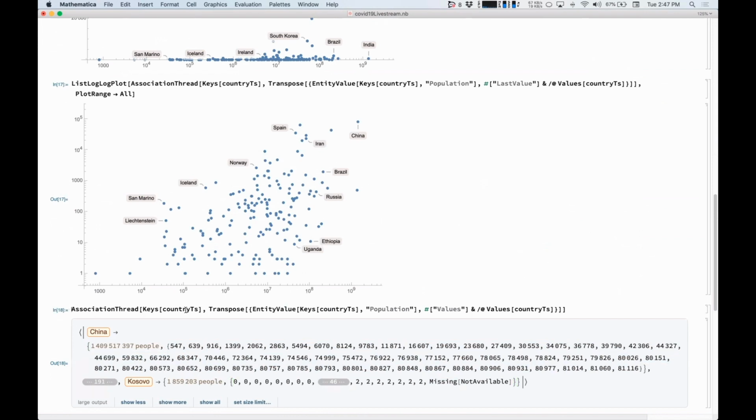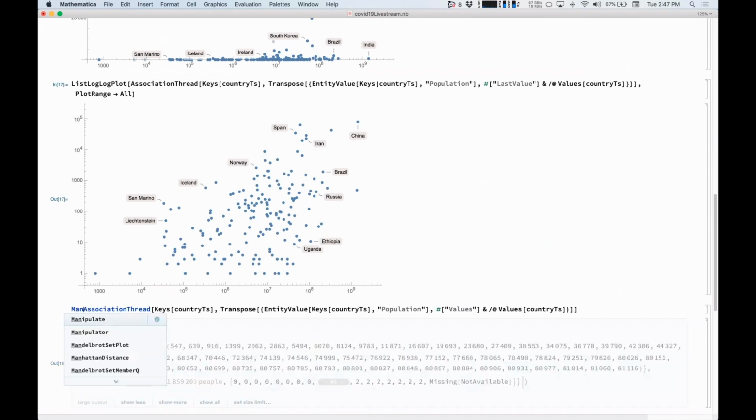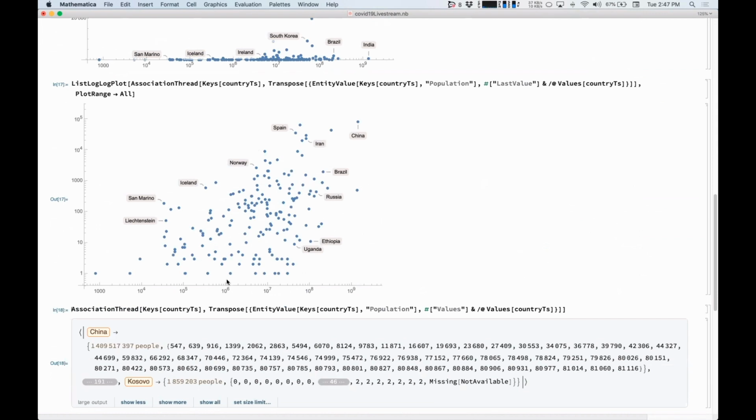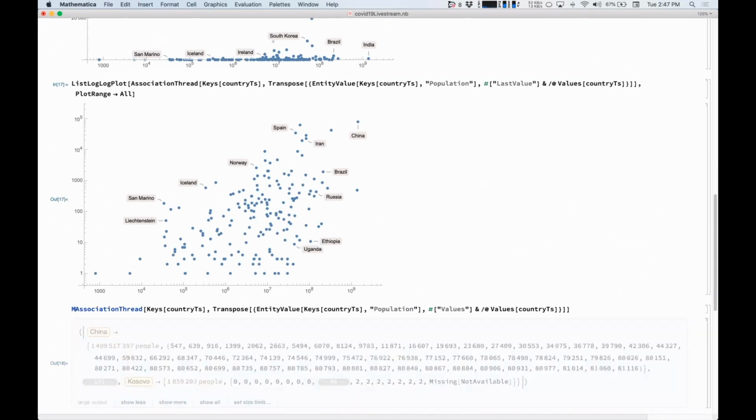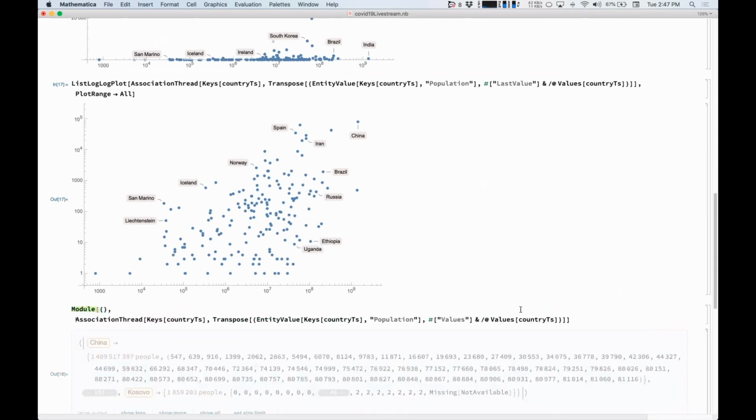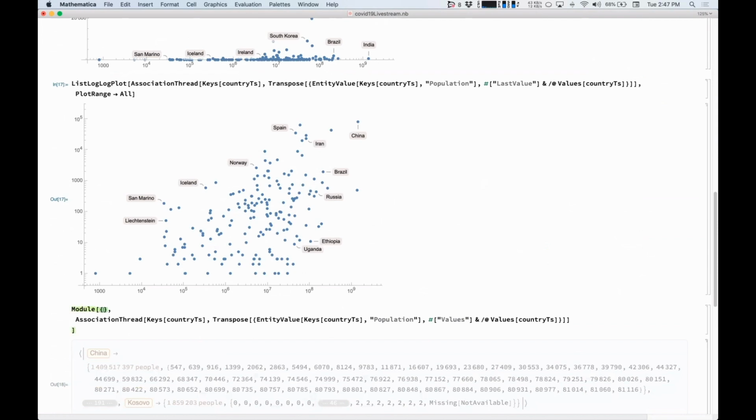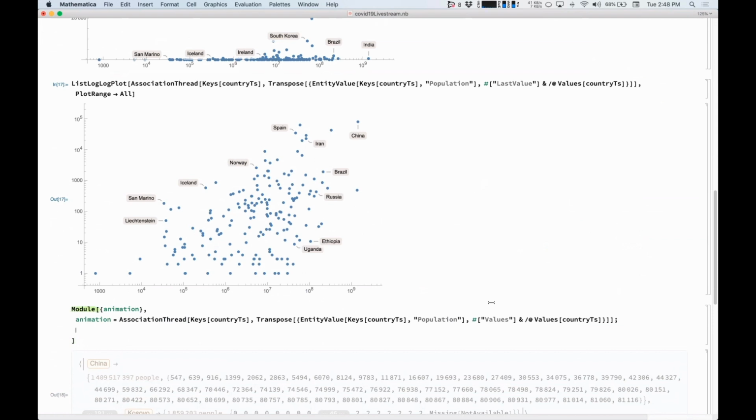Well, maybe that's the most recent value. We'll try it. So we'll say basically, we already have that. What should we call this? Sequence or something, or animation. Okay. And then we want to say all comma. Does this work? No, that's it. Only query can do that. We'll try this. We'll say manipulate list log plot of. We'll probably want to fix the plot range.